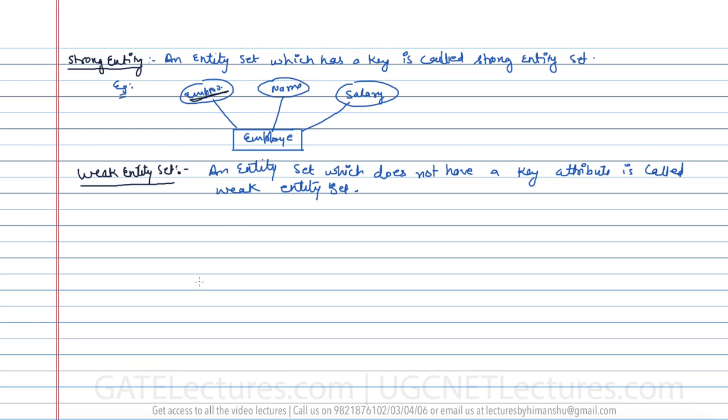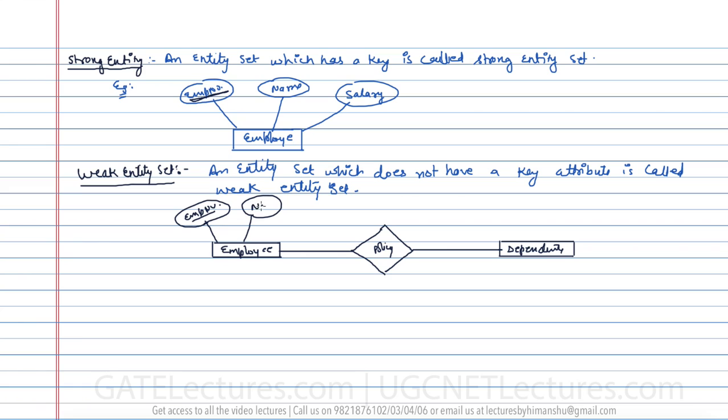Okay. Now, assuming that this is one entity which is employee, this is another entity which is dependents. And this is the relationship. The relationship can be anything. Assume it is policy here. So employee is having employee number as key attribute. It is having name and it is having salary. In the same way for dependent, we have dependent name and we have age. Now you can clearly see in case of employee entity, we have a key attribute which is the employee number, but in case of dependent entity, we don't have a key attribute.